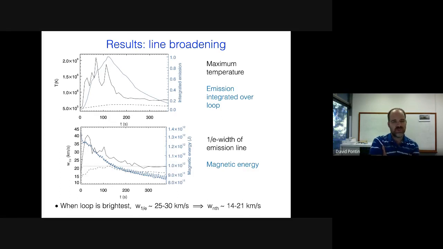And so now what makes most sense is to take the situation where the loop would be brightest. So if we look at the top plot, the loop is going to be brightest between, let's say, roughly 100 and 200 seconds. And if we look then at what the non-thermal broadening is between 100 and 200 seconds, the total width of the line is something like 25 to 30 kilometers per second. And when we subtract the thermal width, we get a non-thermal broadening of something like 14 to 21 kilometers per second, which is in the ballpark for what's observed.